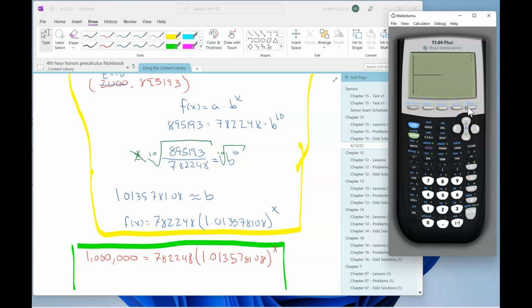All right. Now let's hit graph. There's my 1,000,000 line. Here's my exponential function. There's my intersection. That's the part that I care about. How do I find the intersection on a calculator? Second, trace. Which command? Intersect. Since there's only 2 curves and 1 intersection, I can just press enter 3 times. And that intersection happens at about 18.2.